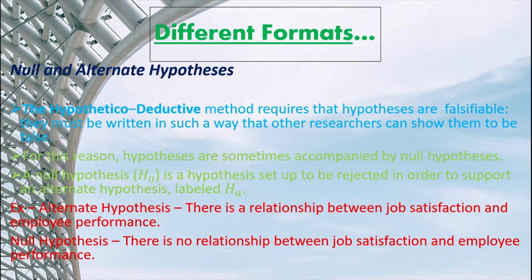A null hypothesis, H0, is a hypothesis set up to be rejected in order to support an alternate hypothesis, labeled HA. Example, alternate hypothesis. There is a relationship between job satisfaction and employee performance. Null hypothesis. There is no relationship between job satisfaction and employee performance.